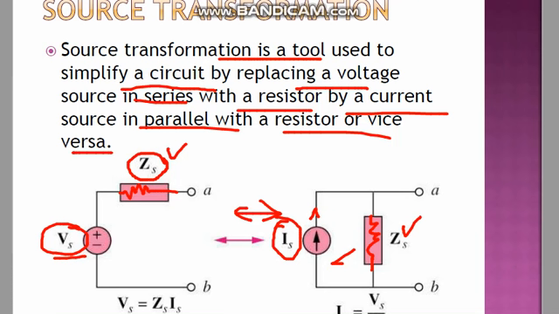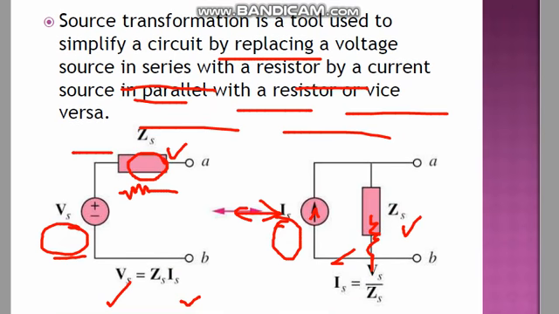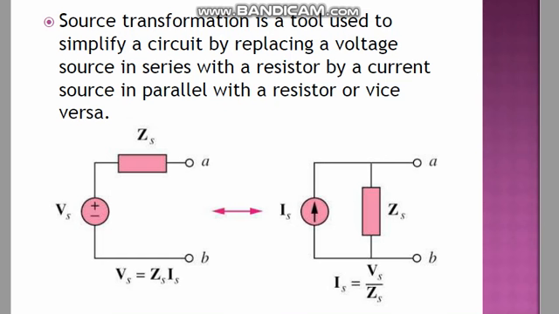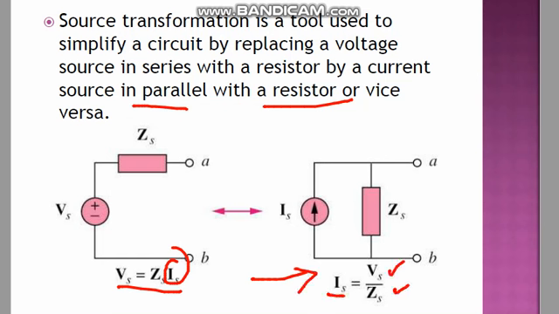Here Vs is equal to Is times Zs, and I is equal to V by Z. After calculating this, you can convert it. So a source in parallel with a resistor, or vice versa. If V is equal to Zs Is, first find Is from here. The current will be Vs divided by Zs. Then draw this and convert it.